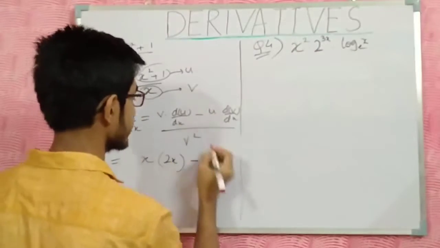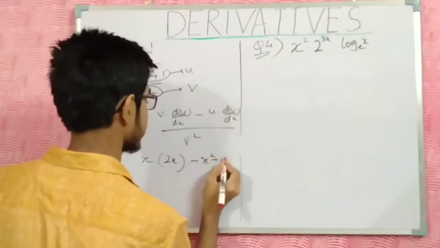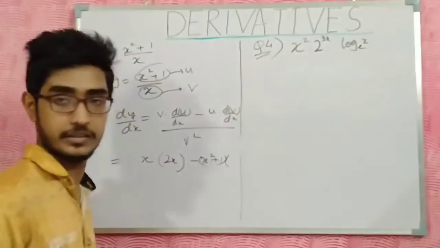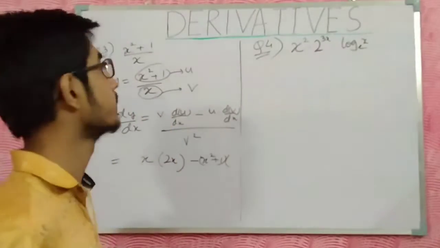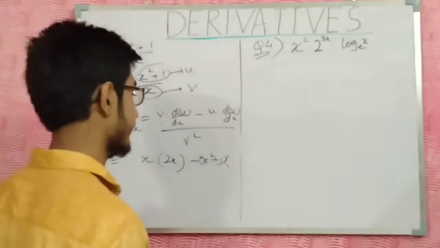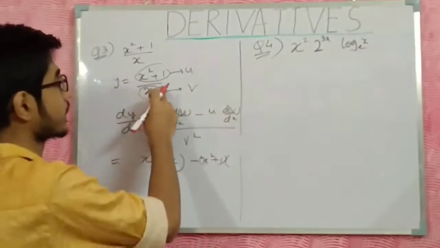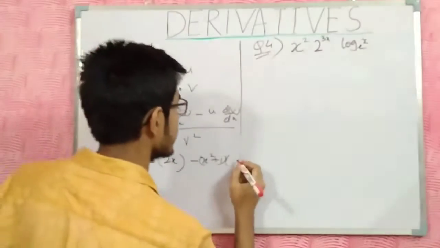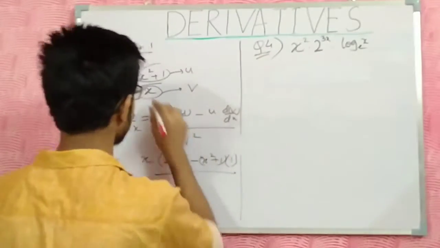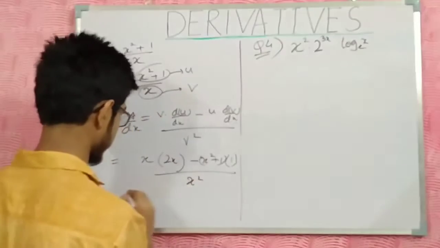And then u is x square plus 1, and then the differentiation of v will be x. x is x to the power 1, so it will act as x to the power n. So x to the power 1, that 1 will come outside, and x to the power 0 is 1. So it will be 1. And then v square is x, so it will be x square.